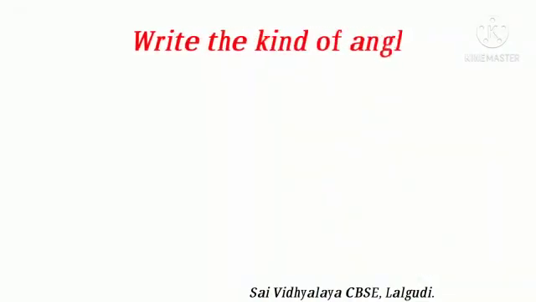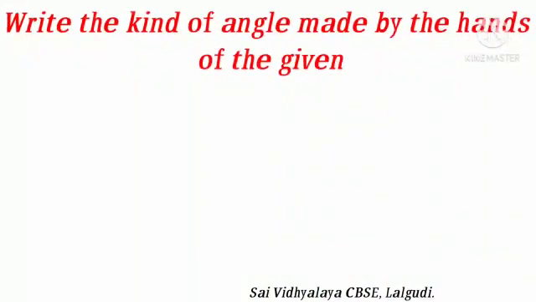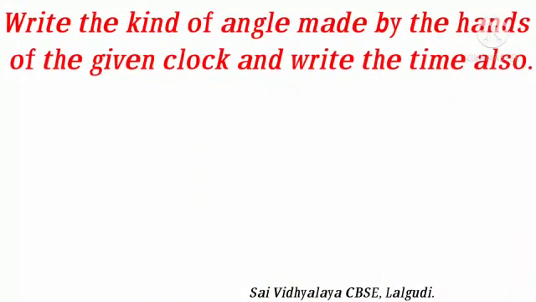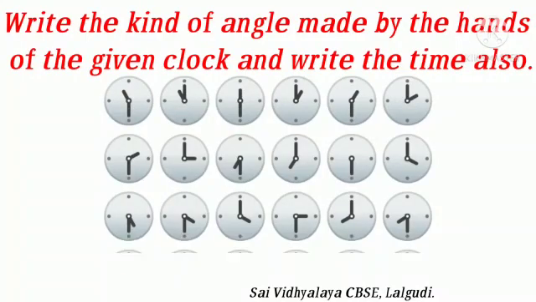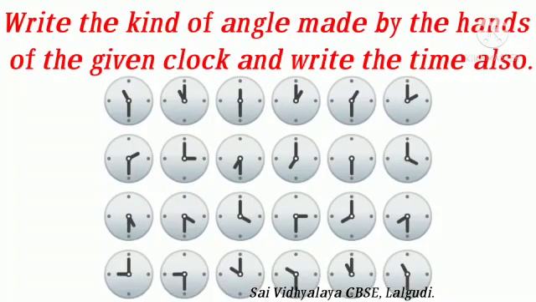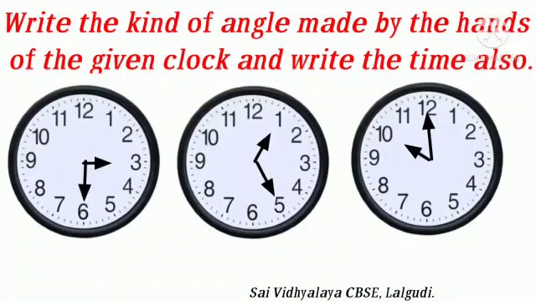Next, move on to the fourth question. Write the kind of angle made by the hands of the given clock and write the time also. Every day we can see different angles made by the hands of the clock. Here also 3 clocks are given. We have to find the kind of angle made by the hands inside it.